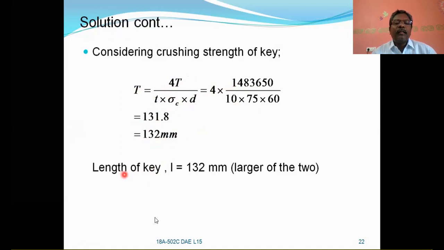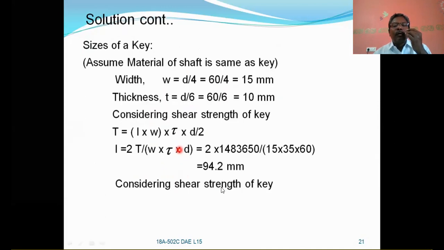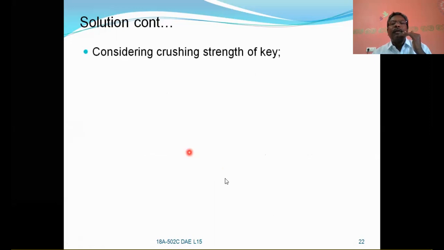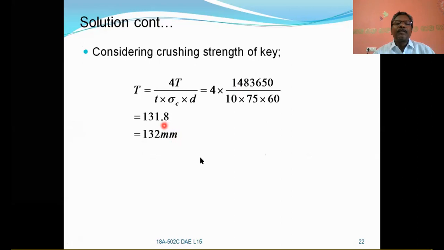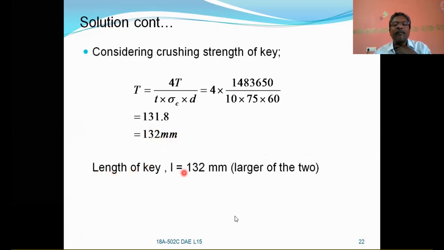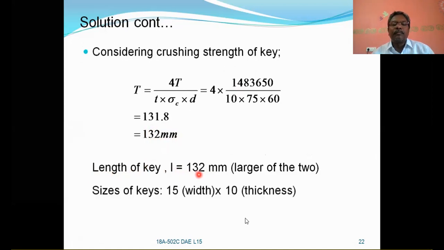So the length of the key L is whichever is the larger. The previous value was 94.2, but if you consider this 94.2, it will not withstand the crushing strength. So as per this calculation, the length of the key is equal to 132 mm. This is to be adopted as the length of the key.